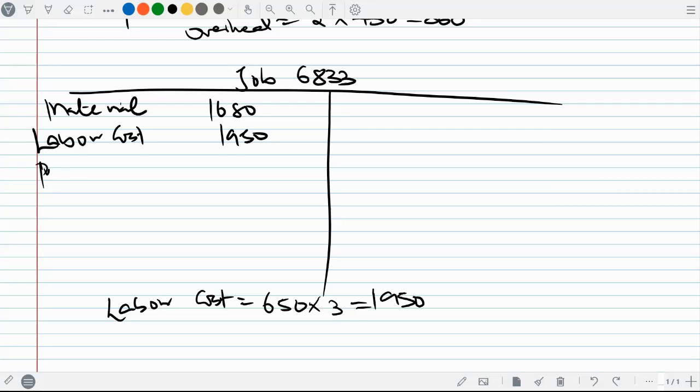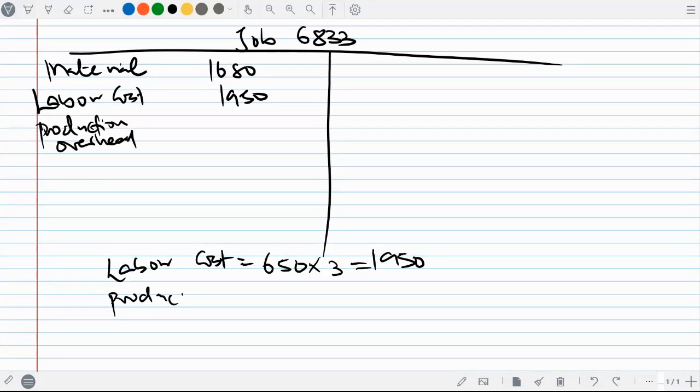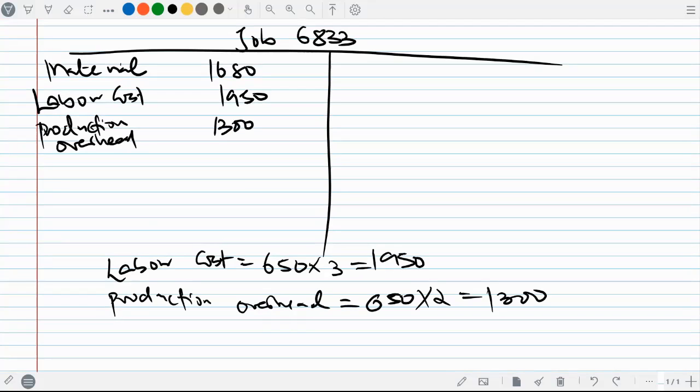Production overhead. There was production overhead also. Production overhead for the job. Okay, so here I can have working for production overhead, which is equal to the number of hours, 650. The rate of absorption is 2. Therefore, times 2, therefore 1300.